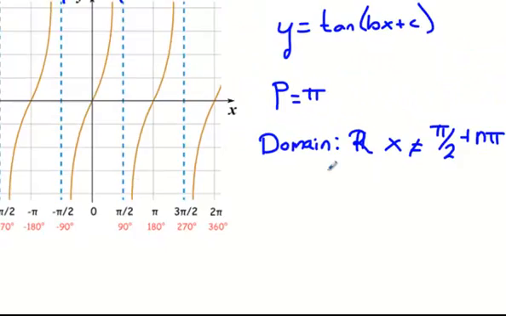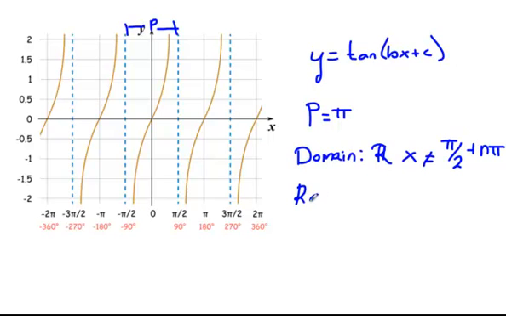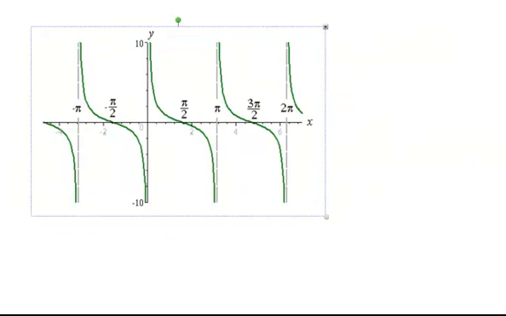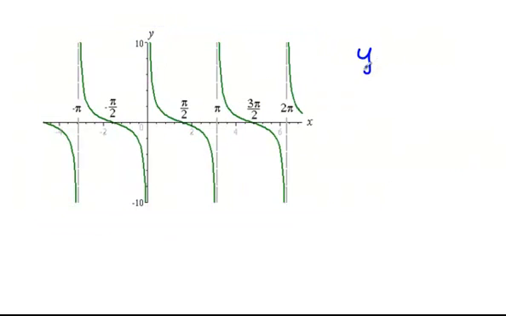What about the range? The range is then going to run from negative infinity to infinity. So this is a little different from what was going on with our sine and our cosine terms. Now, what do we know about tangent? We know that its kissing cousin, so to speak, is the cotangent.